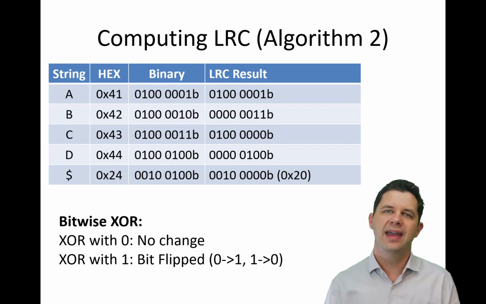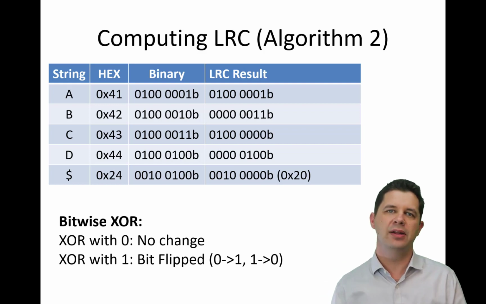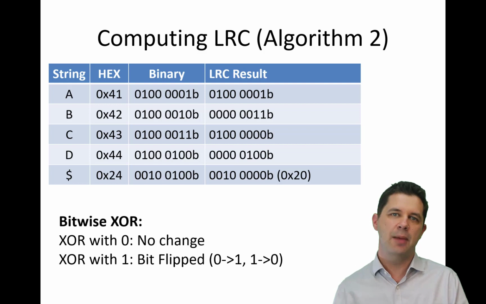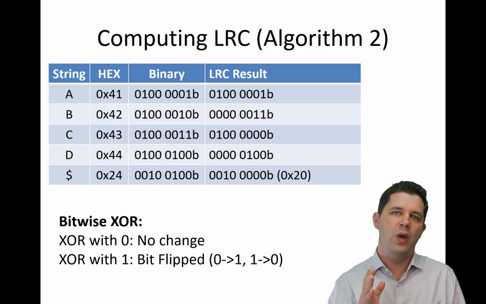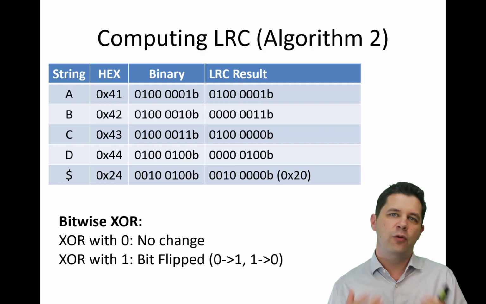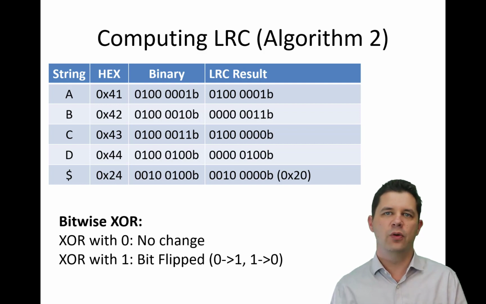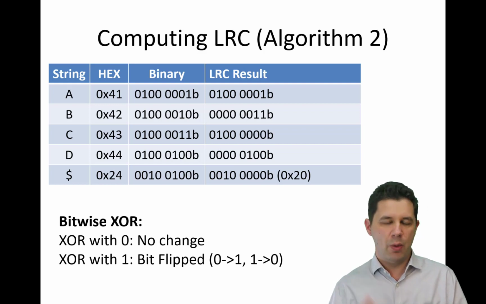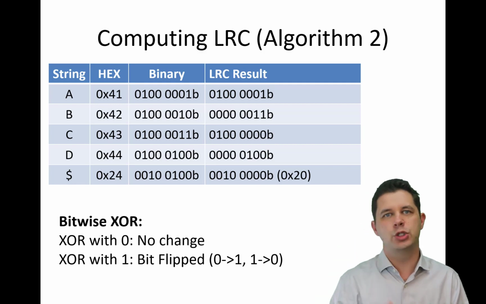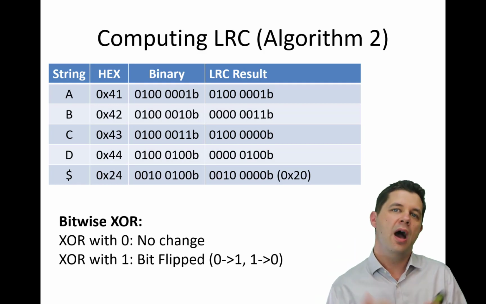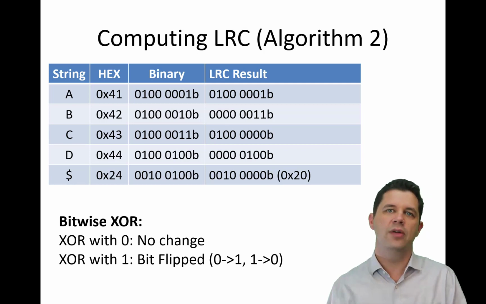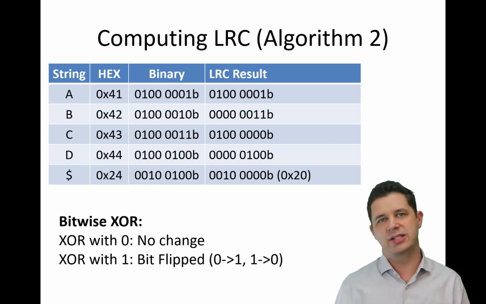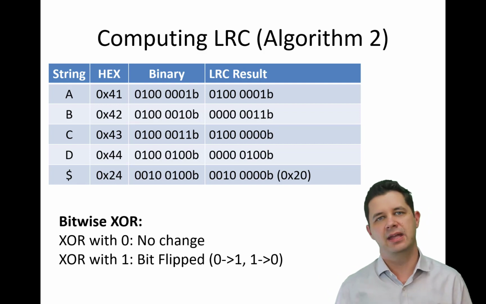So here's how it looks. It's easiest to see these in binary. So you see the first one ends up as 41 in hex, shown here in binary. Then we XOR it with 42, and when we XOR it with 42, anything where we've got a 1 XORed with 1 changes to a 0. Anything where we've got a 1 XORed with 0 changes to a 1. And so that's what we've got there, and we can step through each of those steps. And at the end what we've got is 0x20, which is our LRC at the end.